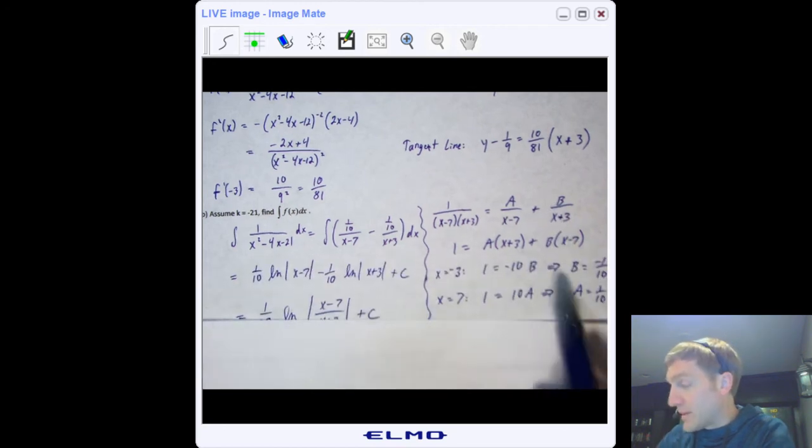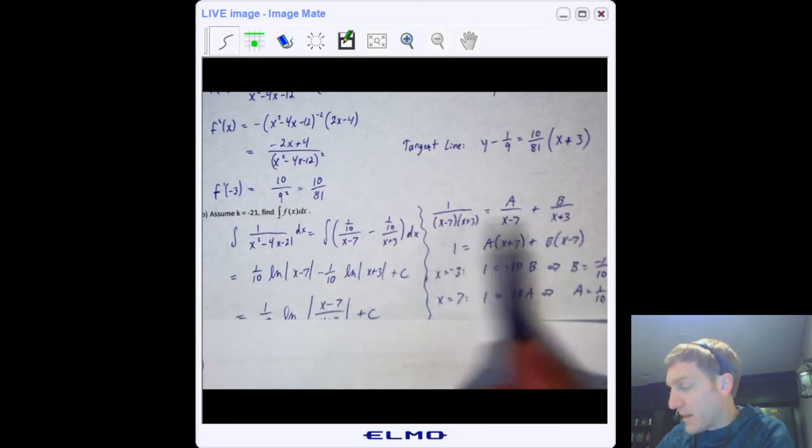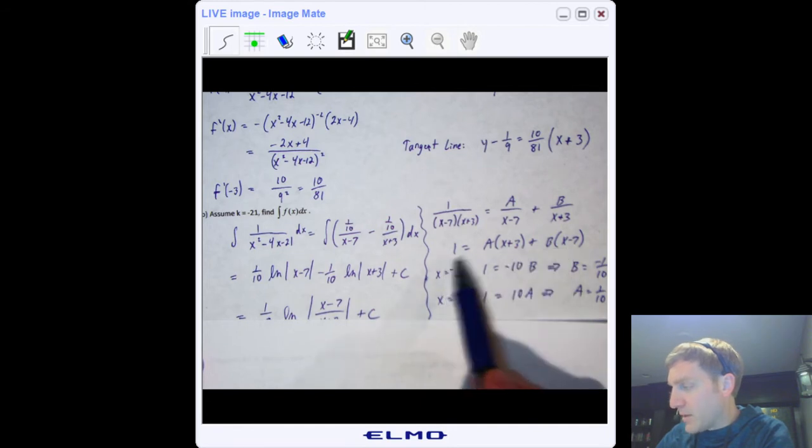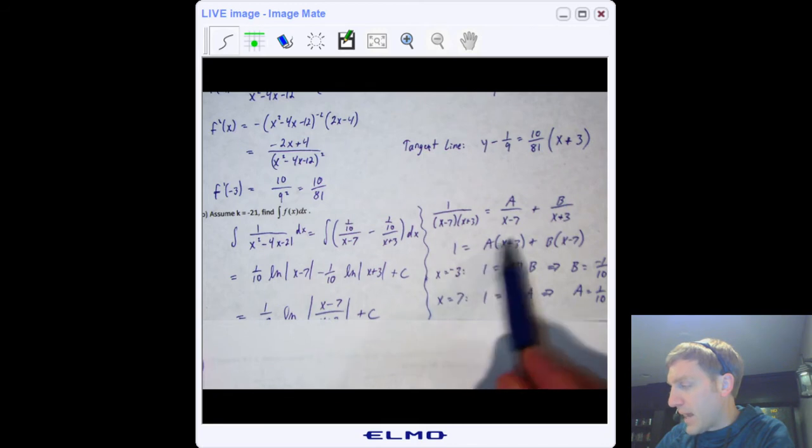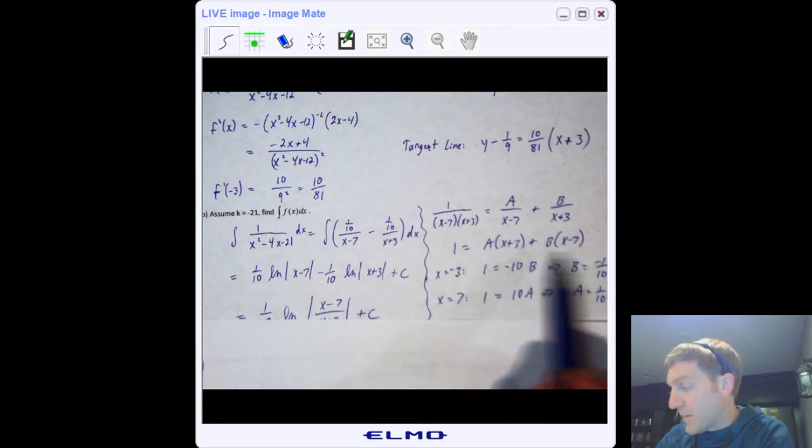And remember how we do this algebraically. We multiply both sides by the LCD, so we get this. And then you choose values for x to plug in to solve for a and b. Plug in negative 3, a goes away. You solve for b, it is negative 1/10. Plug in x equals 7, and the b term goes away, and you get a equals positive 1/10.